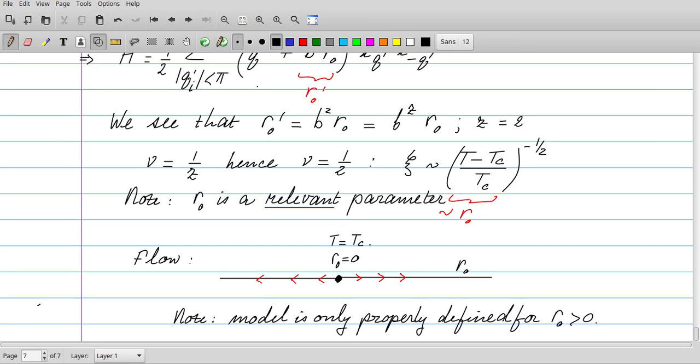Note that the model is only properly defined for R0 positive. In fact, if it would be negative, there would be a potential that could become arbitrarily negative. However, if there is also a u term present in the Hamiltonian, like in the Landau-Ginzburg theory, you also have a u times x to the power 4. That will again make the model acceptable, so even the trend for the renormalization for negative R0 is in that case still relevant. And that concludes the renormalization transformation of the Gaussian model.